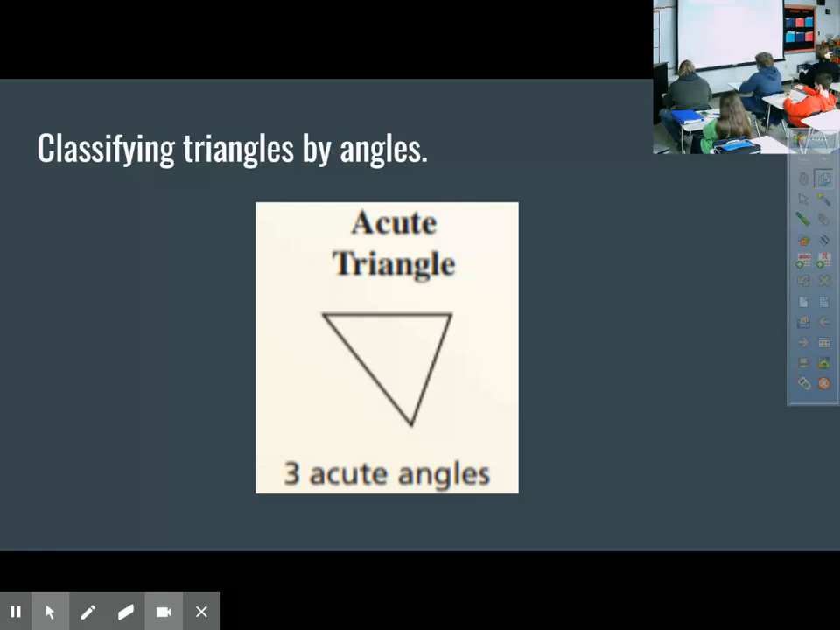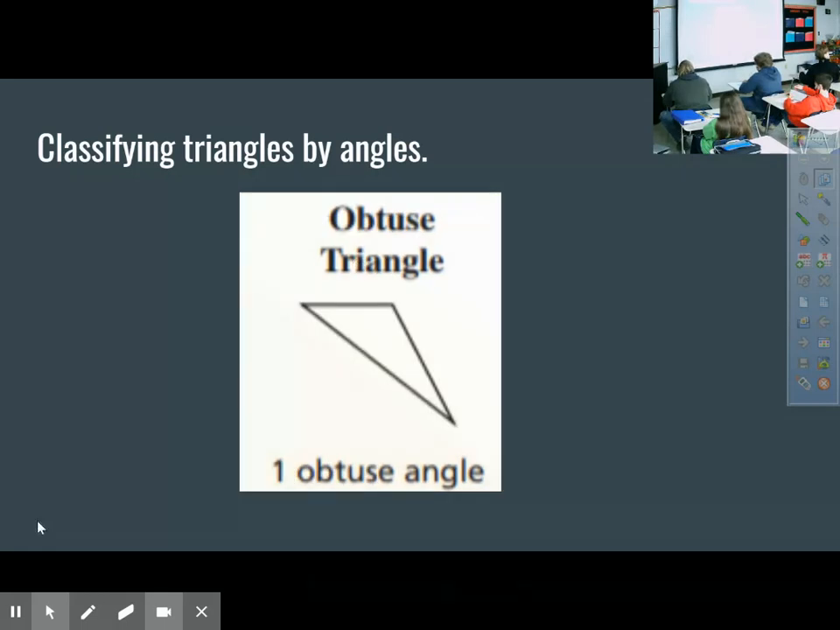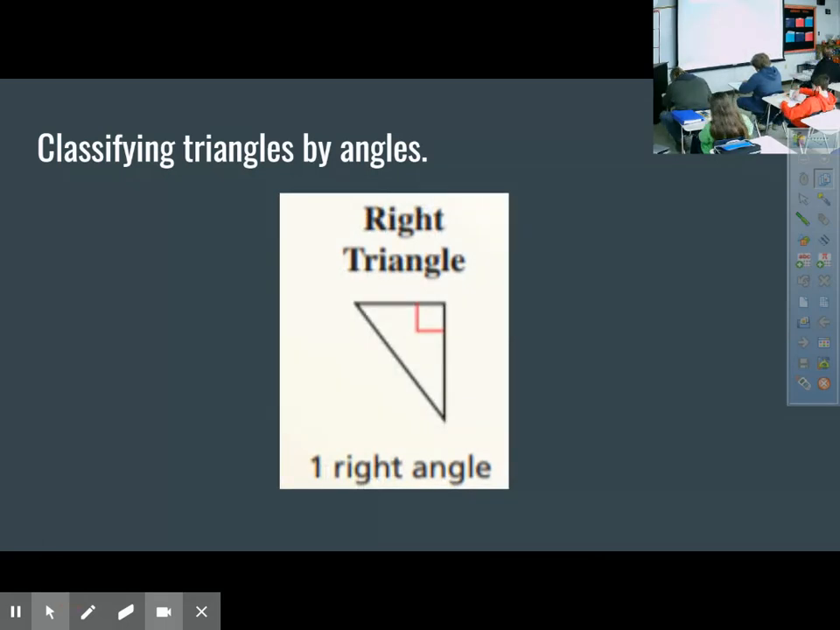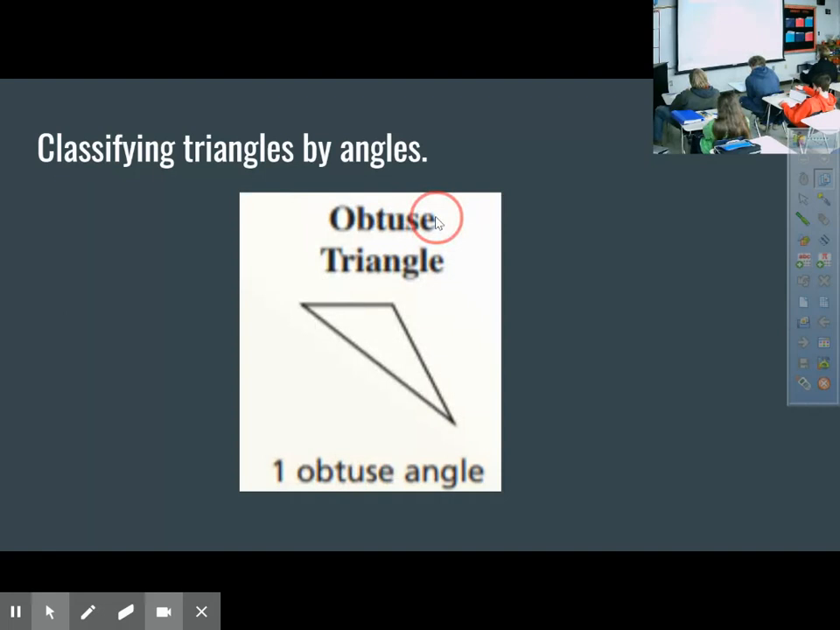Alright, another type of triangle is a right triangle, and it has 1 right angle. Notice it can only have 1 right angle. So a right triangle has 1 right angle, and which of those triangles would you consider a right triangle? Yeah, the first one on the bottom, the one on the left, bottom left, that's a right triangle. One of its angles is 90 degrees. And then you have an obtuse triangle.